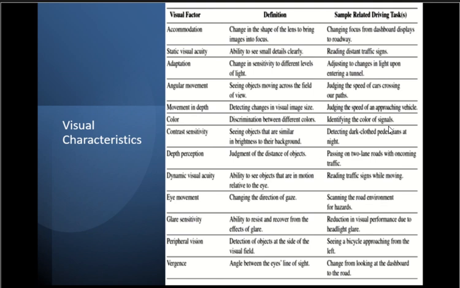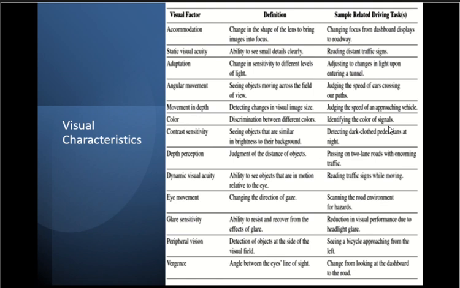For example, accommodation, changing of focus. When you look at one thing and then you change, I look at this table and then I look at Hassan, my eyes need to change the focus. This is already happening. I can see, alhamdulillah, clearly this table and Hassan as well.